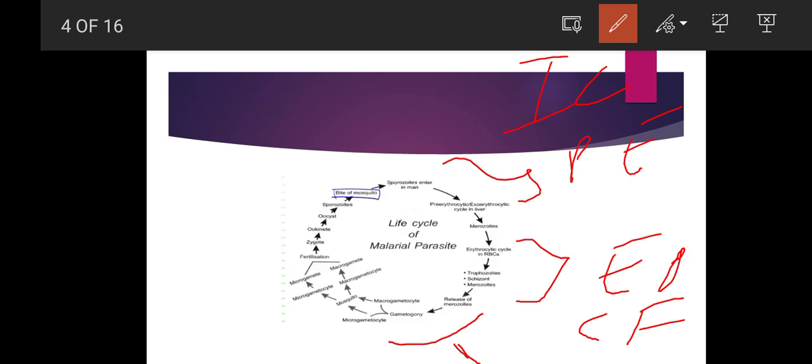So when these male and female gametes are being produced in blood, a healthy mosquito will come and bite the infected human and will now carry the male and the female gametes. Now in the mosquito, the male and female gametes will fertilize, producing zygote, ookinete, oocyst, and finally sporozoites, which will be transmitted by the female Anopheles mosquito to another healthy human being. So this is the gametogony phase.